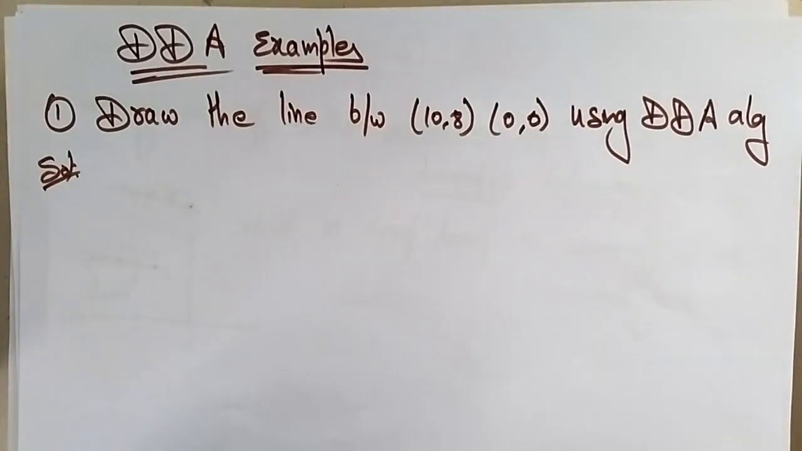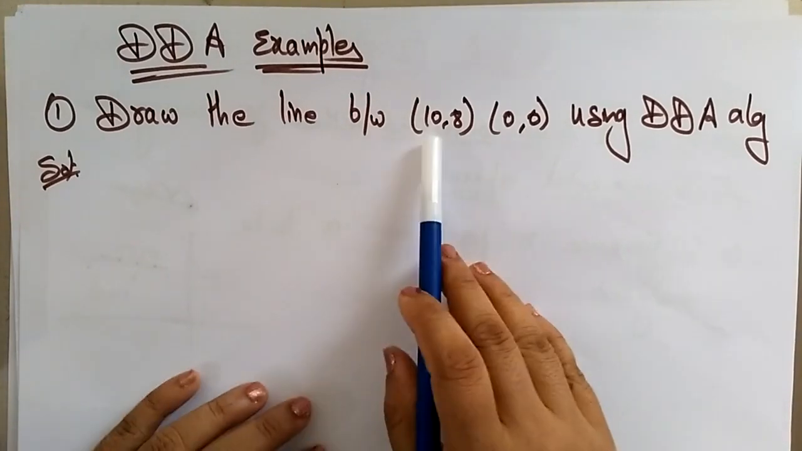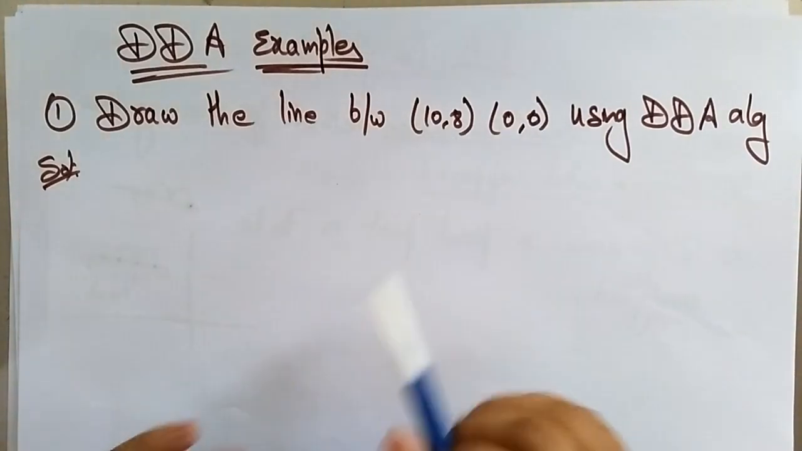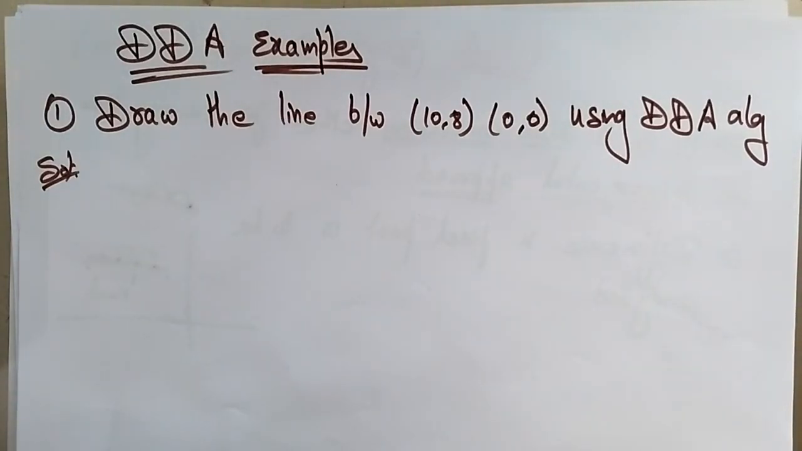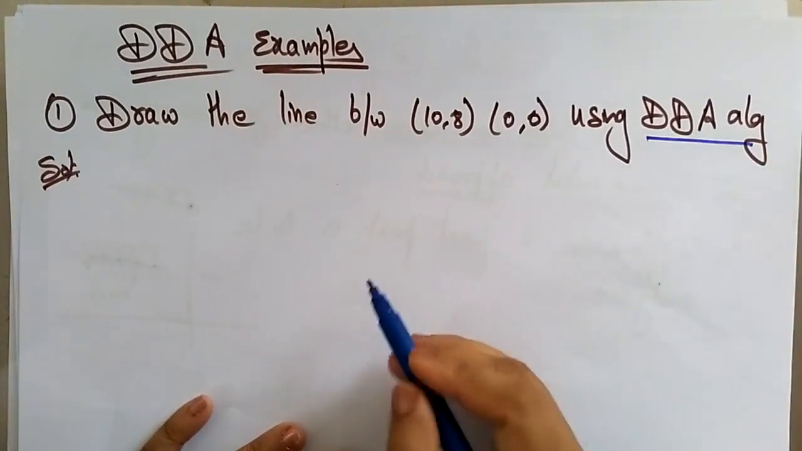In the previous video I explained the algorithm. Now just apply the example, that means solve the example by using that algorithm. What they are asking is: draw the line between (10,8) and (0,0) using the DDA algorithm. So this is a line segment that we need to draw, but by using this DDA algorithm.